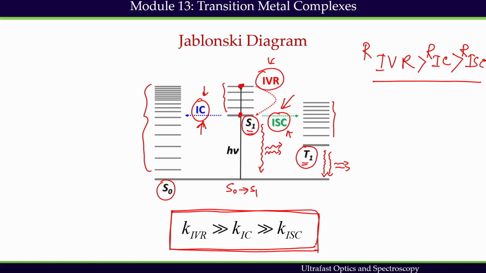In general, the time scale of ISC falls on the order of nanosecond to millisecond. On the other hand, IVR and IC could be of the order of femtosecond to picosecond time scale. So, this is the general trend we have accepted in photochemistry and photophysics. But there is a problem.